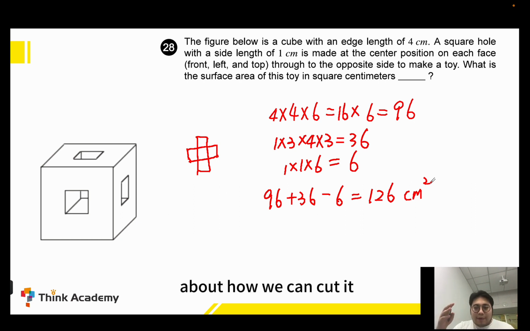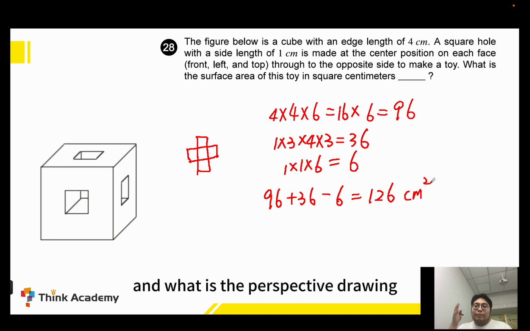Maybe you need to think about how we can cut it and what the perspective drawing of this figure is. Okay.